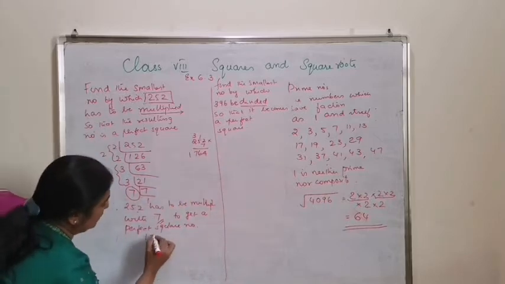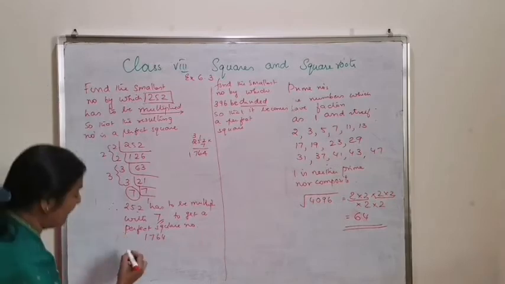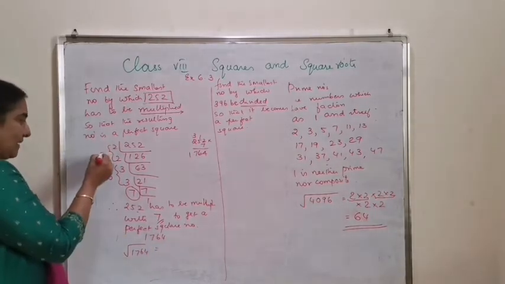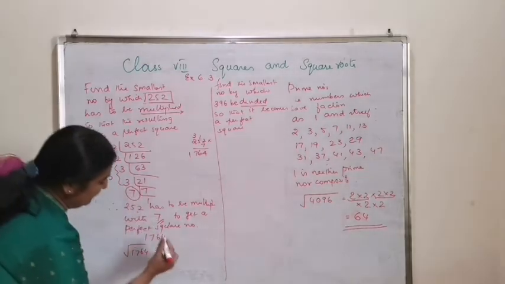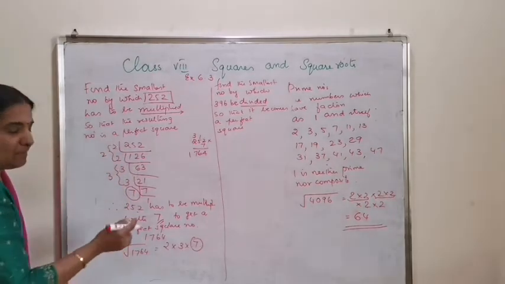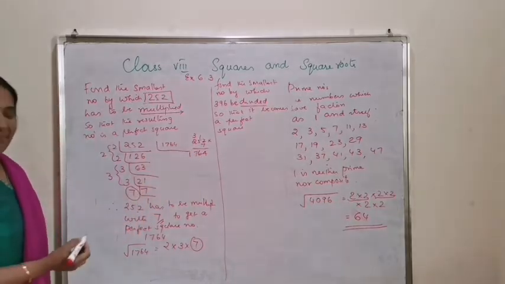The number is 1764. What will be the square root of that number? No need to calculate, because the square root will be 2 into 3 into 7. Or if you want, you can calculate on this side. The same answer will come.